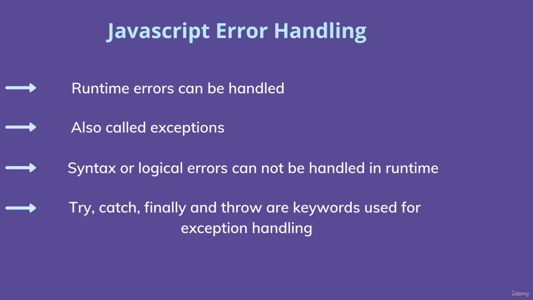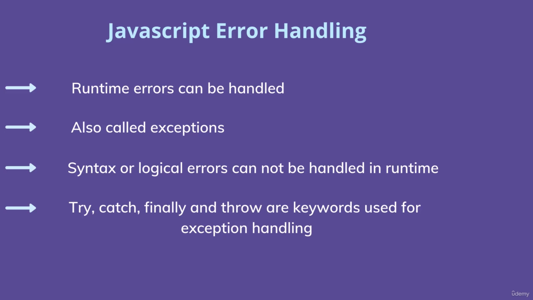But during the execution, anything may cause an error at runtime, and those runtime errors are called exceptions. At runtime, only the exceptions can be handled. For example, if you have any syntax or logical errors, we will not be able to handle such things. But if it is any runtime error or exception, that can be handled.